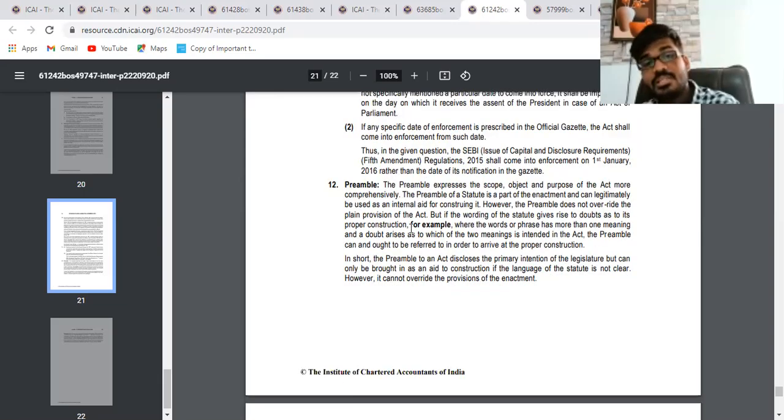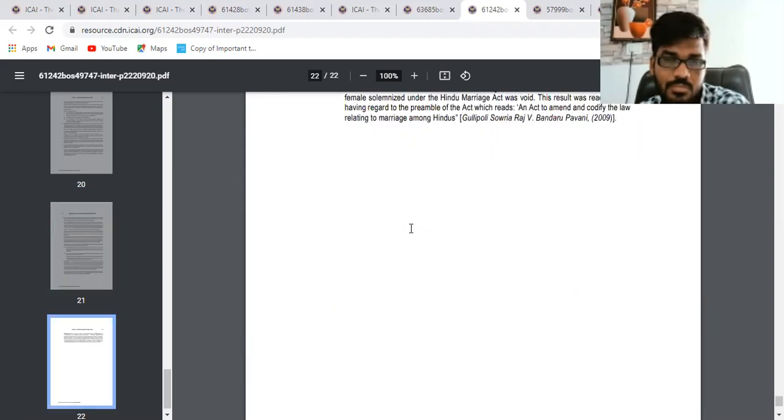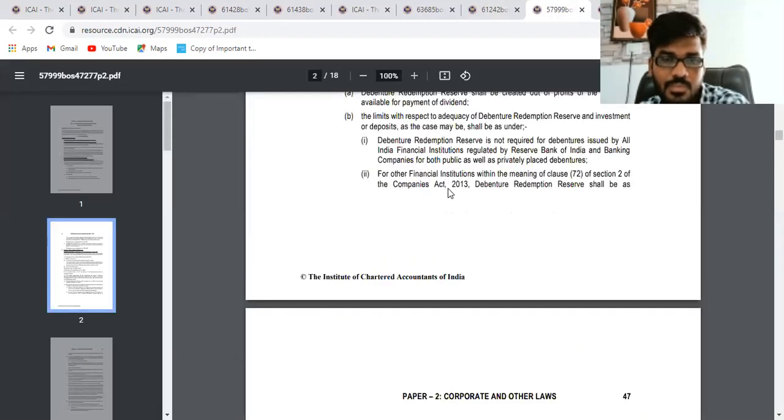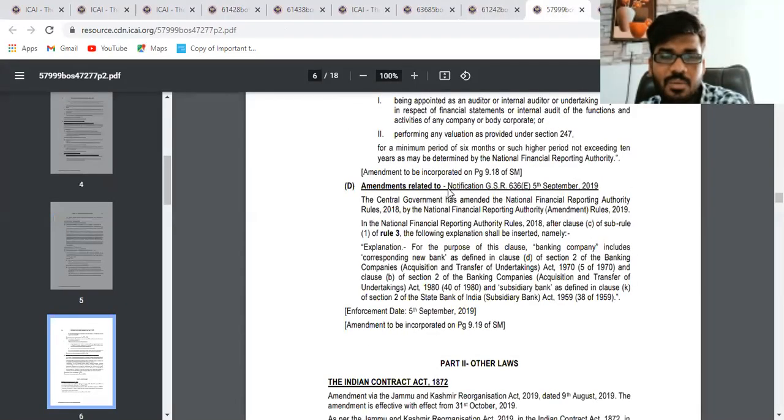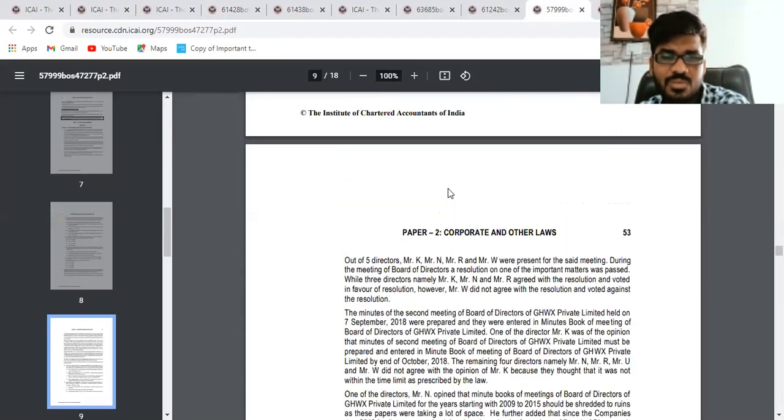We already discussed the preamble. The preamble gives the scope and object, the purpose of the act, comprehensively. The preamble is not a part of the enactment. We discussed that. Next, these are the concepts in the examination, 4 marks questions, simple questions they can ask in the examination.